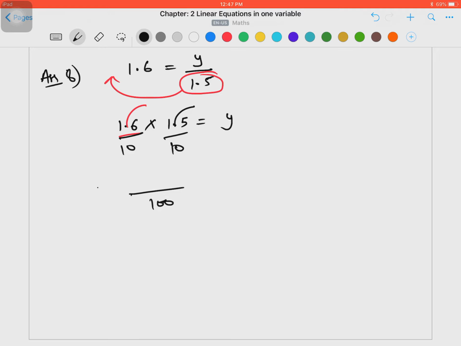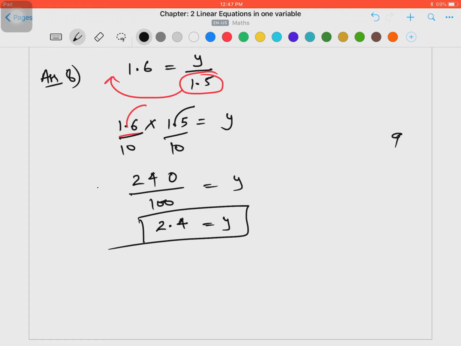15 into 6 is 90, so we'll write 0 here, carry will be 9, and 15 into 1 is 15 plus 9 is 24 equals y. So when you divide this, you will get y equals 2.4. Okay, y will be equal to 2.4.